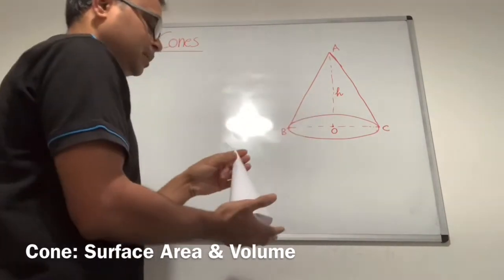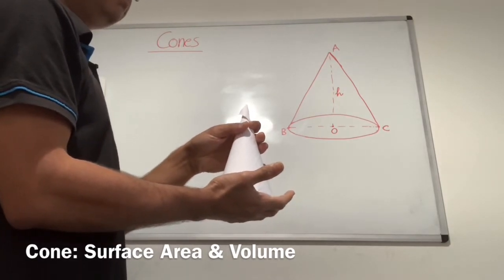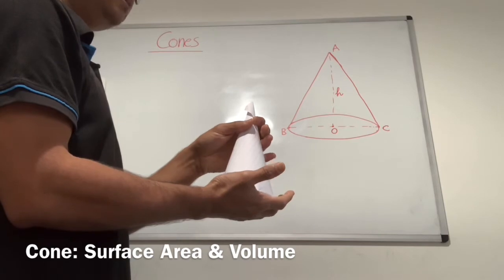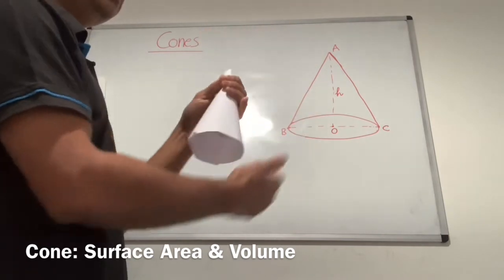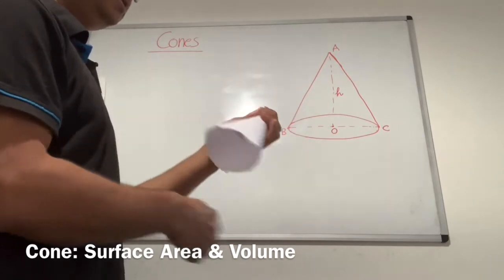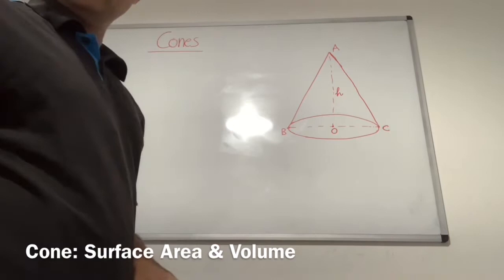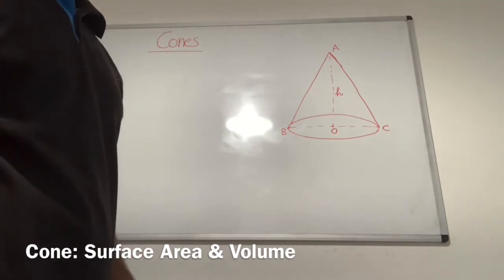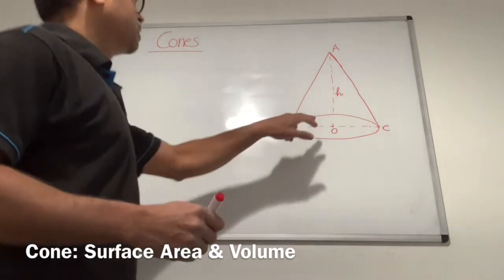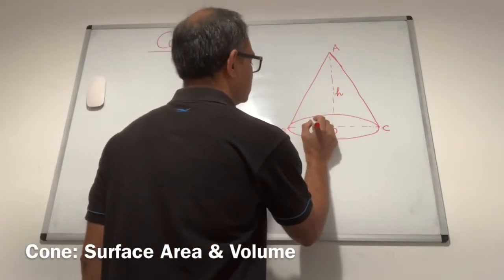Okay, and the base could be covered, it could even be empty. If it is covered and they say find the surface area of the whole cone, then you would consider that base as well. If it is empty, then only this conical face. So that cone has got height h, and it can have a radius r.